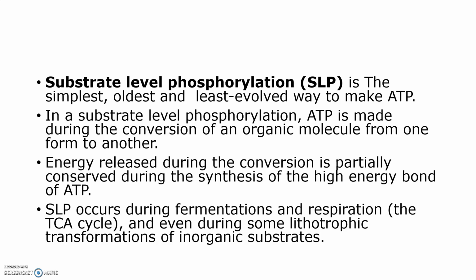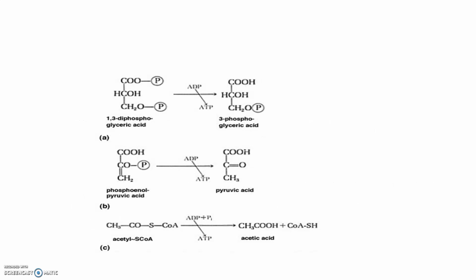So this is the picture of substrate level phosphorylation, three of them. The first one takes place in glycolysis: 1,3-diphosphoglyceric acid is converted with ADP, and 3-phosphoglyceric acid is produced. Then the phosphoenol pyruvic acid, which is also a step in glycolysis, can be converted to pyruvic acid with the synthesis of an ATP molecule.